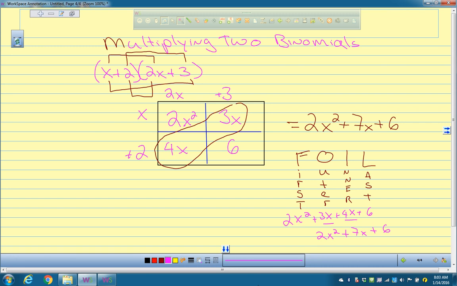Get it? So you can either use the rectangle or you can use the FOIL method. People who are more abstract thinkers like to use the FOIL method because it's quicker and you can do it in your head. People who are more concrete like to see it, then you might want to use the rectangle method. Okay? So let's try one. I'm just going to make one up. Here we go.